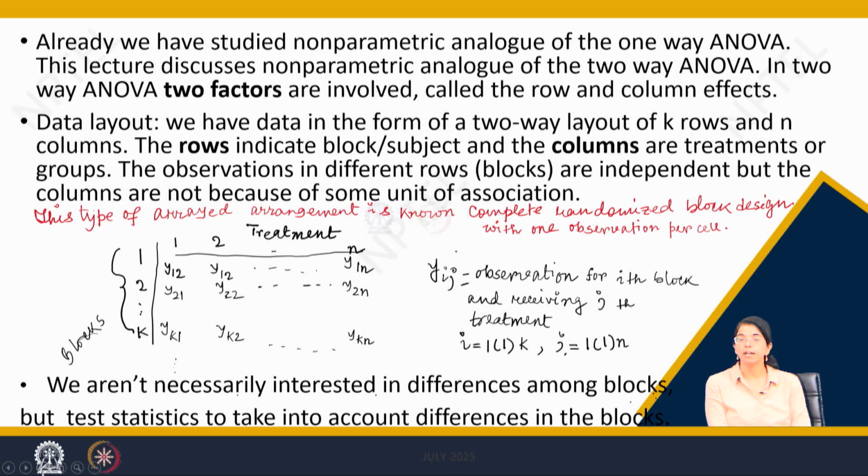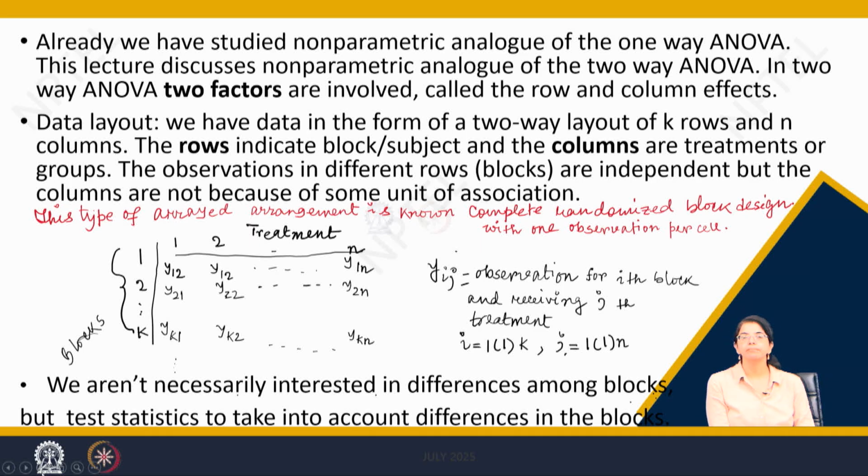In two-way ANOVA, as I have already told you, you have to deal with two factors, and both of the factors are influencing the observations. Those two factors are generally called the row and the column factors. So in the literature of statistics, we say that there is a row effect and a column effect influencing the observations.